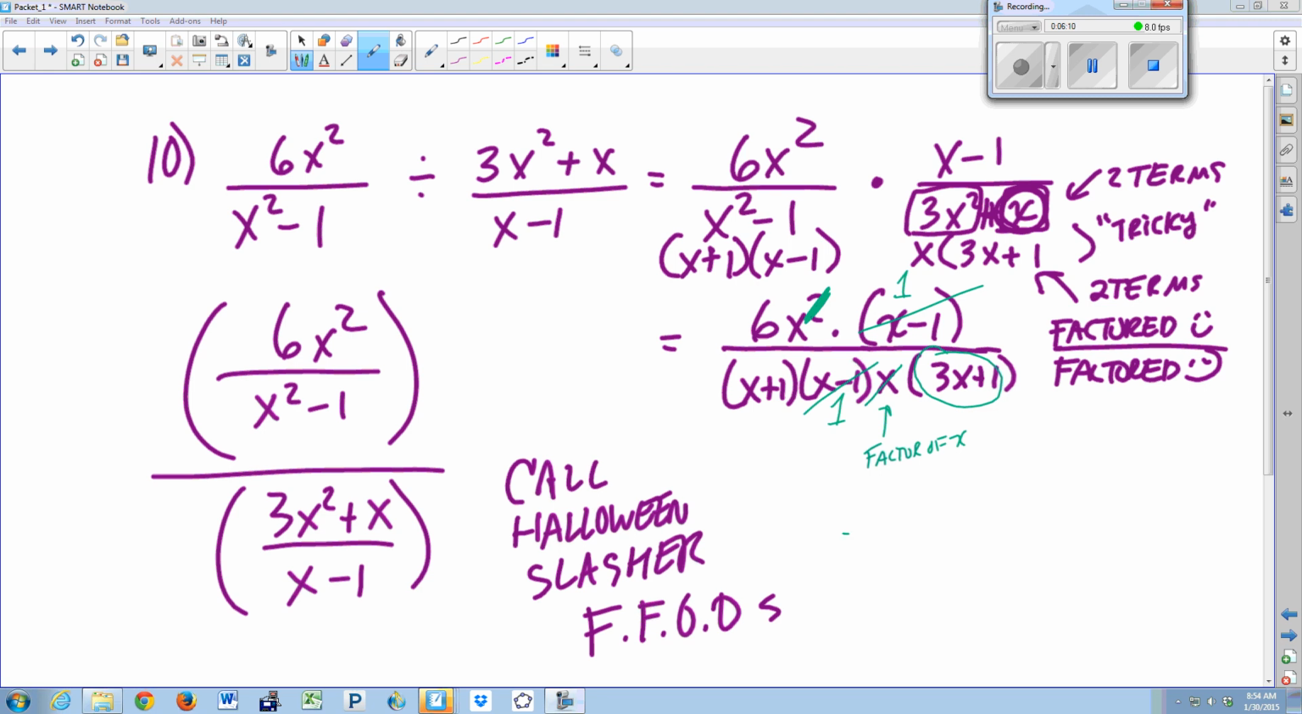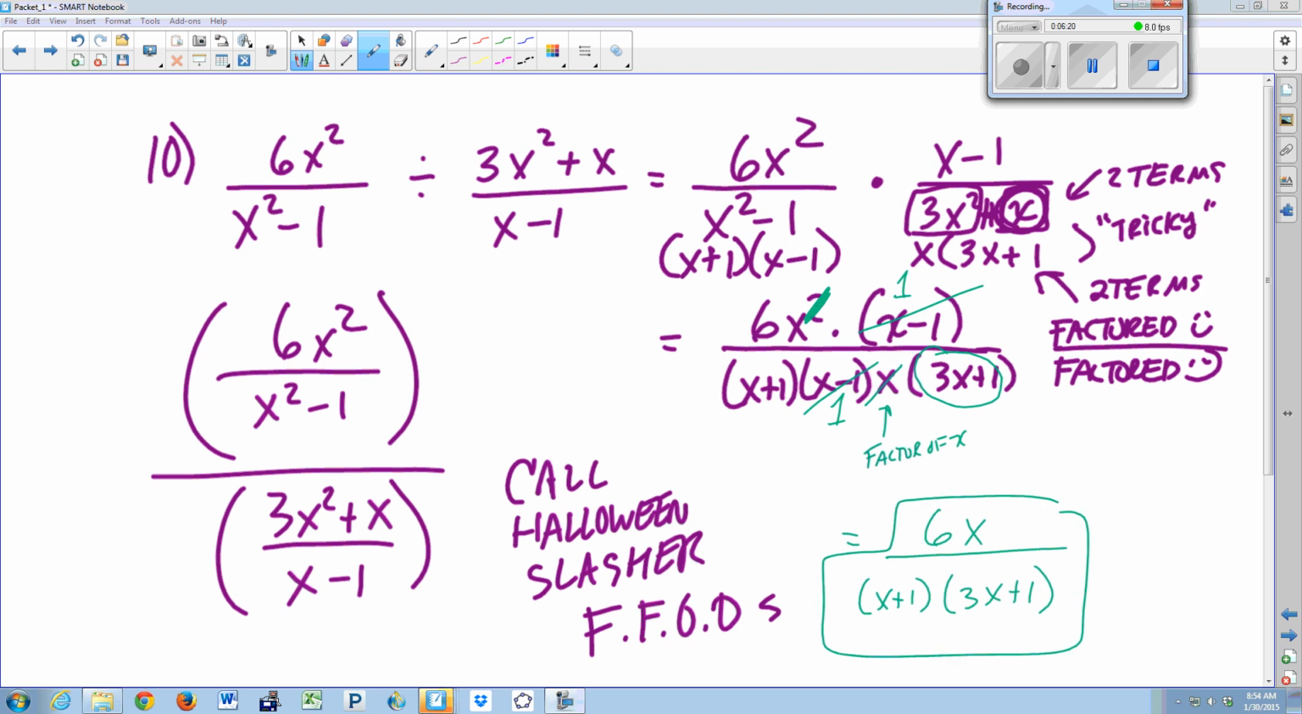Now it's reduced, and you can say your final answer is 6x in the numerator, and the denominator is x plus 1 times 3x plus 1. And you can leave it like that. You don't have to bother multiplying out the denominator for me, okay? Everybody all set with that?